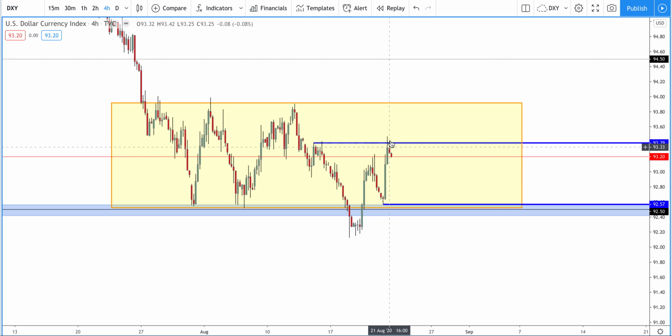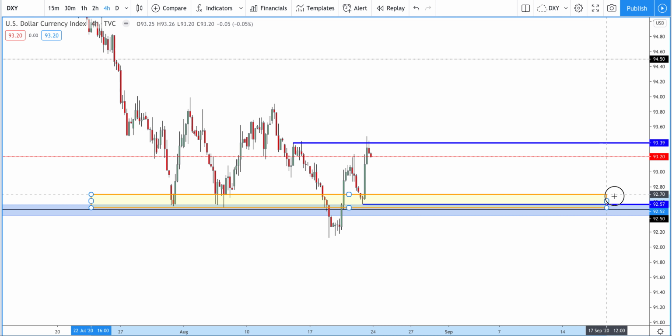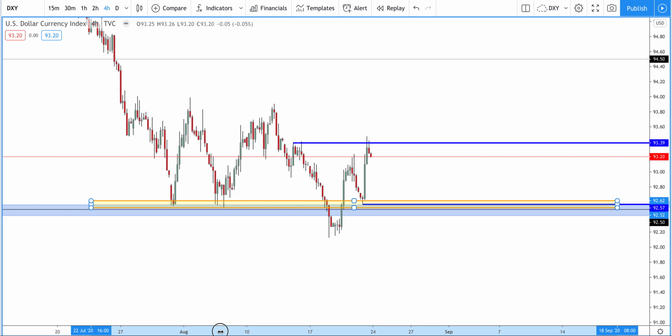We're making a higher high. I'm expecting price to come back down and test this area. We can test this area and we find support. This is going to show us that this level can hold as support and we can see a push back up to the upside.